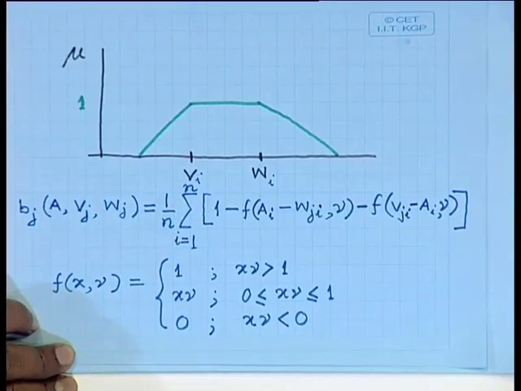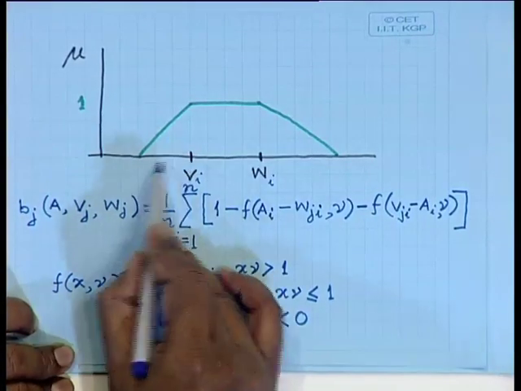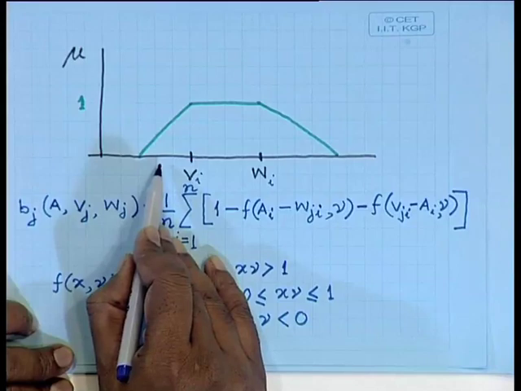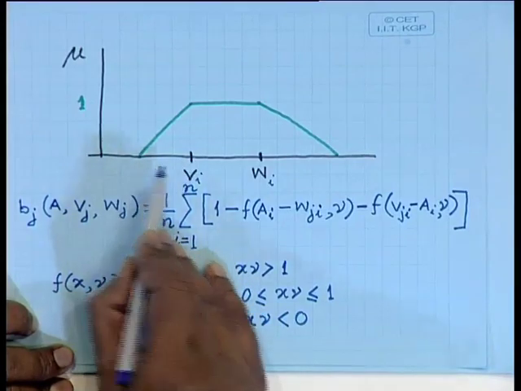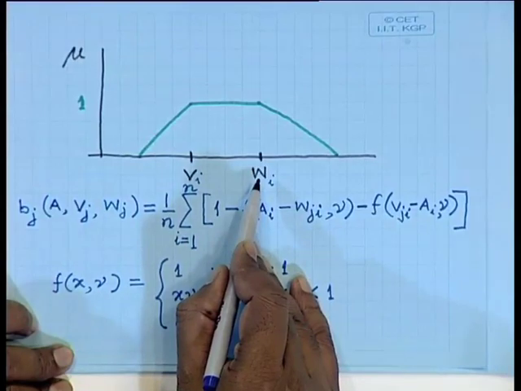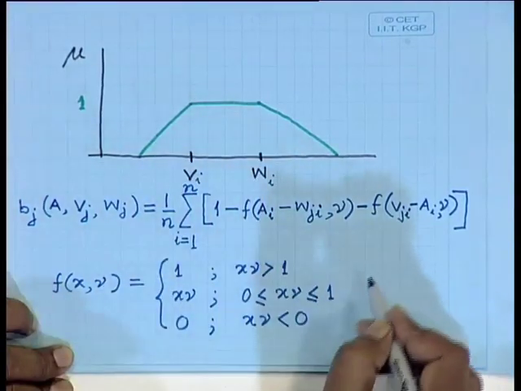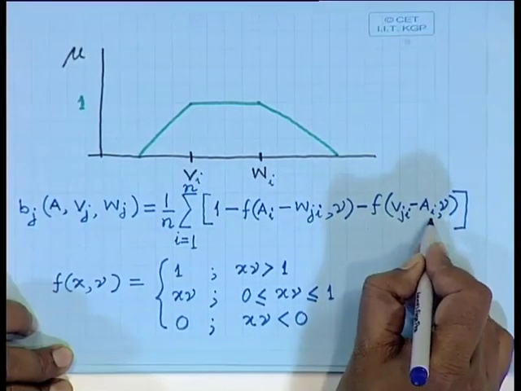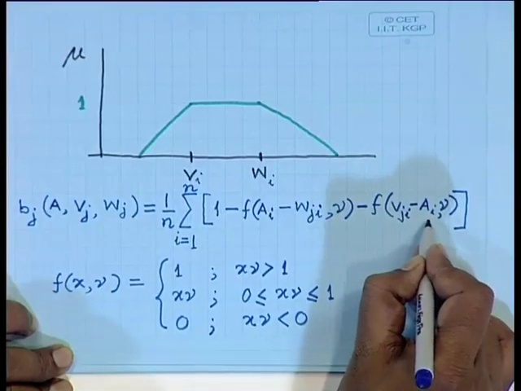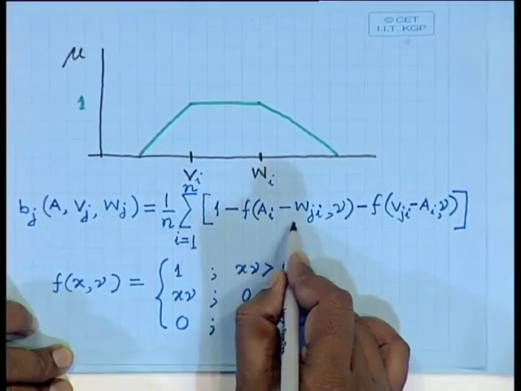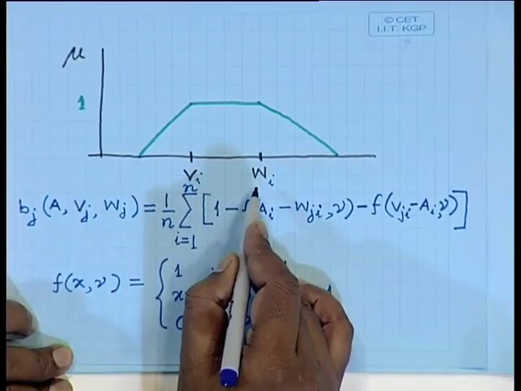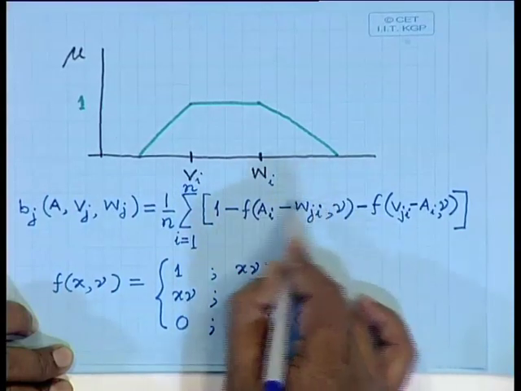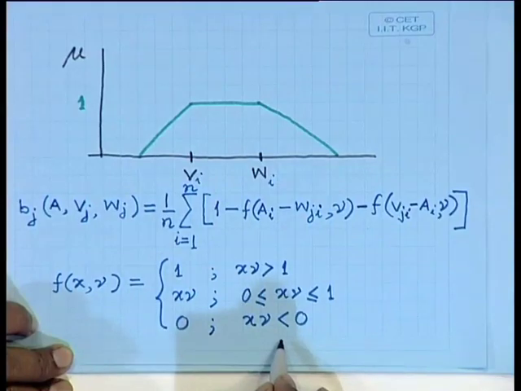Is that okay? Now, let us come to the other case. Suppose the point lies to the left of V_i. If the point lies to the left of V_i, then a_i will be less than V_i, and at the same time a_i will be less than W_i. So, if a_i is less than V_i, then this term is positive, because this is v_ji minus a_i and a_i is less than V_i. Coming to this term, a_i is also less than W_i. So, a_i minus w_ji will be negative. Since this term is negative, the value of this function is equal to 0 as per this definition.